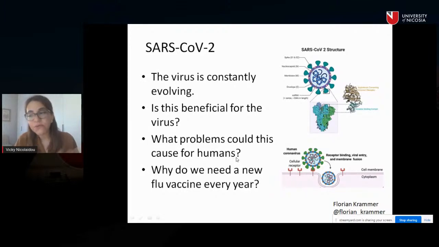Because similar to what we described just now, the flu virus is also constantly changing, and so the protection or immunity that was established within the population the previous year is no longer able to protect us. What remains to be seen is whether the same will apply for SARS-CoV-2, but we will find out soon.